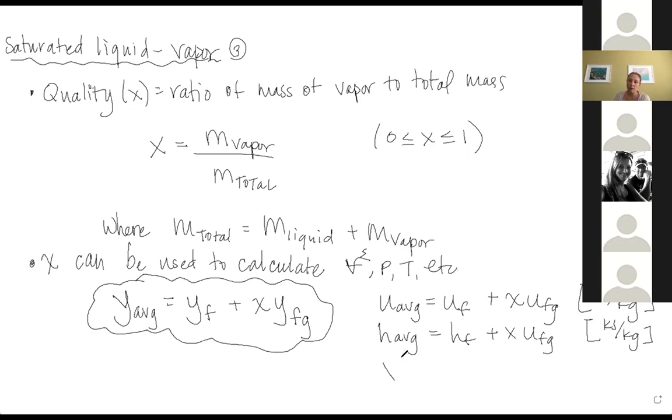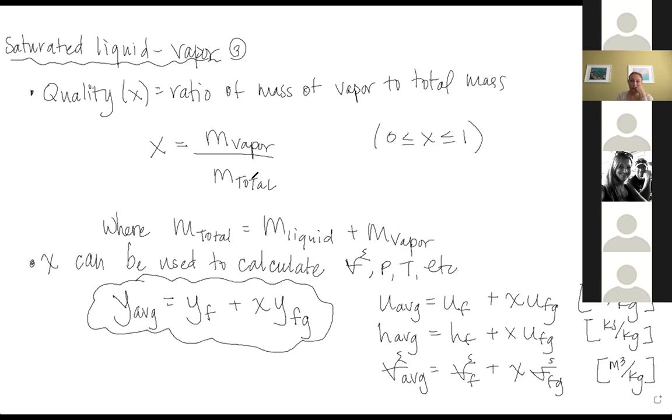And we can also commonly do this for specific volume. Our average specific volume is going to be our specific volume of our saturated liquid plus quality times specific volume of our saturated liquid vapor region. And this has units of a volume per mass, or cubic meters per kilogram. Any questions? X is the mass of vapor over the mass of total for every single one of those equations.